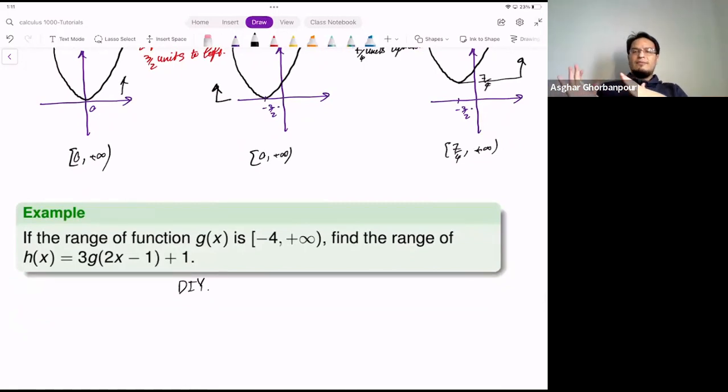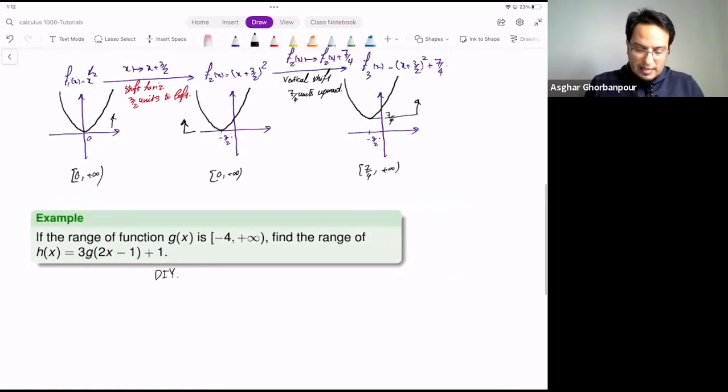Then here I have some translation, then some stretching in the horizontal case, then some shrink on the vertical one. Then there is vertical shift. All these things you put together and see what happens when you apply one of these transformations. One key point is that horizontal transformations don't change the range. Vertical ones do change the range. Okay, so I'll leave it for you. Are there any questions, any comments?